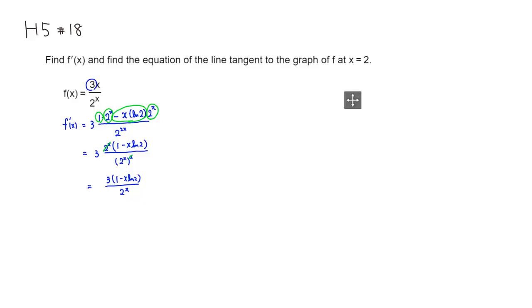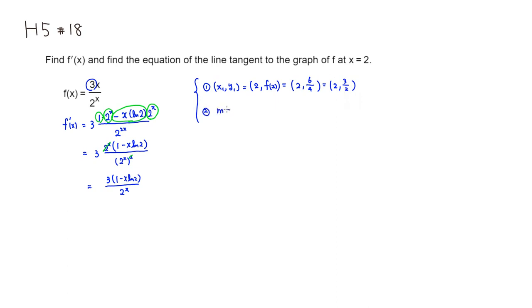First thing we need is a point. As usual, I'm going to call it x1 comma y1. So x1 is given to be 2, then we just have to plug in 2. f of 2 would be 3 times 2, which is 6, over 2 squared, which is 4. So we can write the point as 2 comma 3 halves.